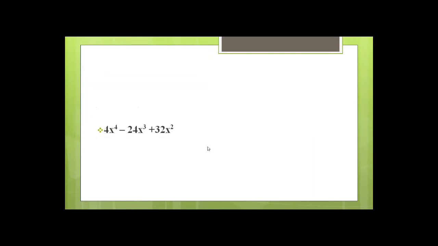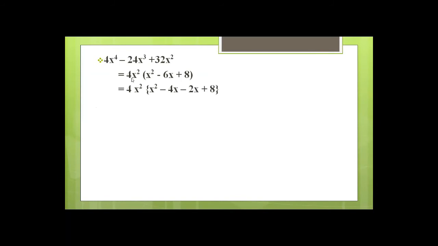Then start factorization of the second polynomial, that is 4x^4 minus 24x^3 plus 32x^2. How will you factorize it? First take 4x square common, and then write the leftover elements. The leftover element of term 1 is x square, from the second term minus 6x is remaining, and from the third term 8 is remaining. Now 4x square is common, write this as it is, and then 8 ones are 8.